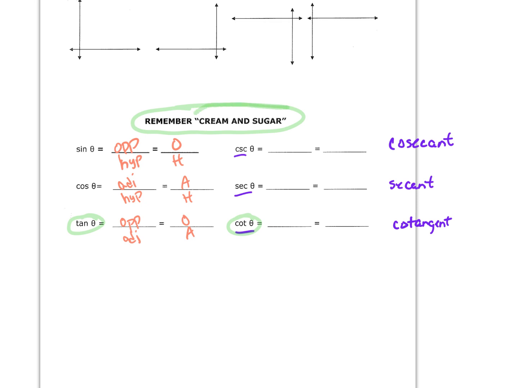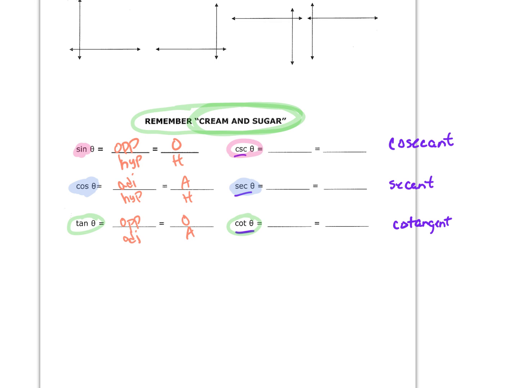But if you remember your cream and sugar, what that means is that within each pairing of reciprocals, we need a C and we need an S. So if we're looking at sine, we already have our S, we have our sugar, so we need our cream. So the reciprocal function has to start with a C, so that's why it's the cosecant. Okay? Whereas for cosine, we already have our cream, we have our C. The reciprocal function needs to have an S, so it's the secant. So that's what the cream and sugar is to help you with that.